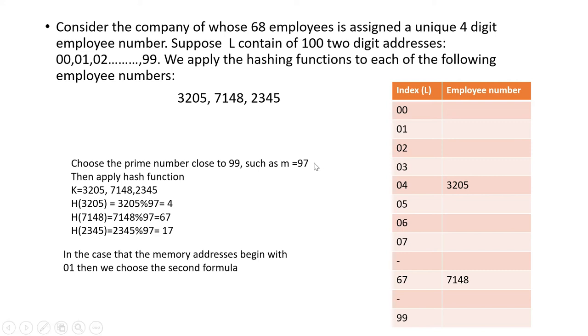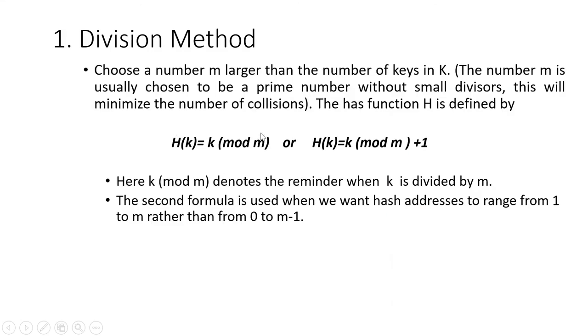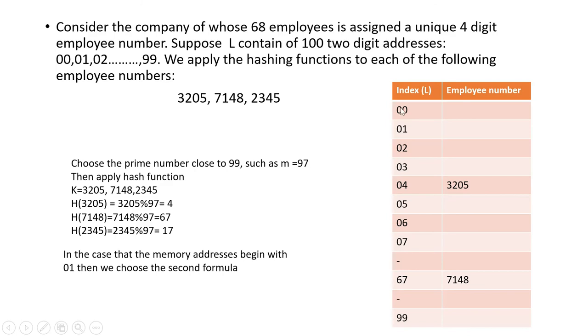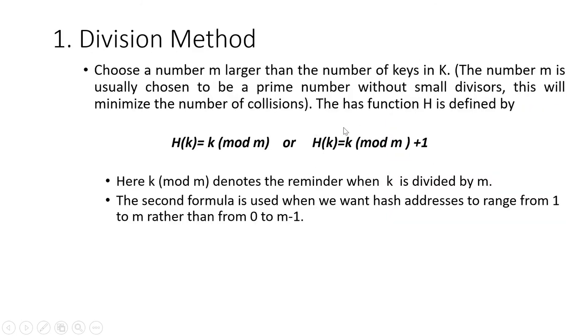Next one is what? What is the next index? 2345. So 2345 modulus 97 will give you 17. So go to the 17th location and store 2345. Which formula are we using? We are using the first formula, as the index starts from 0. If your index is going to start from 1, you are going to use the second formula. So this is the first method, which is known as the division method.